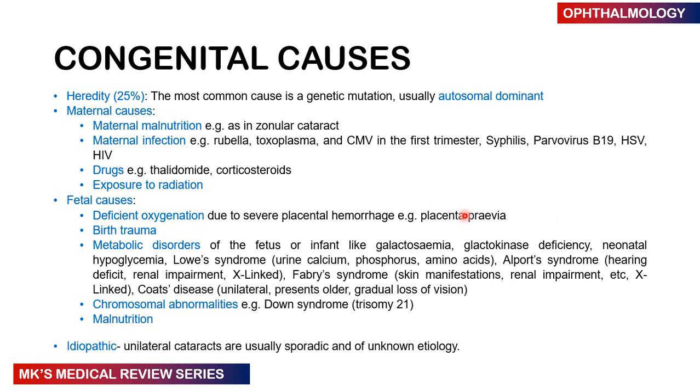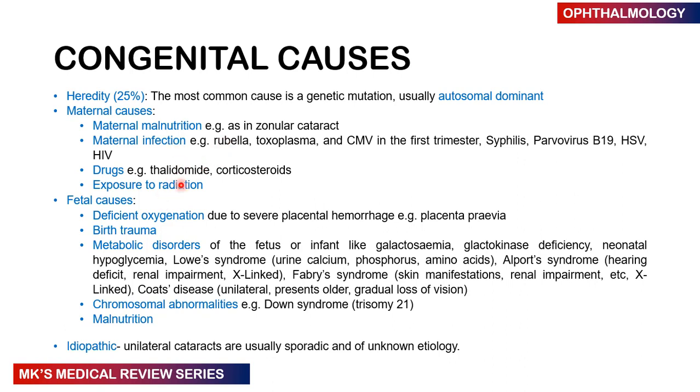Now congenital causes, remember 25% of them or a third of them are hereditary. So the inheritance pattern is autosomal dominant. Then of course they may be due to maternal causes like maternal malnutrition, and as in zonular cataracts you may have maternal infections like the TORCH infections, especially in the first trimester where organogenesis is taking place. It may be due to drugs like corticosteroids, or exposure to radiation.